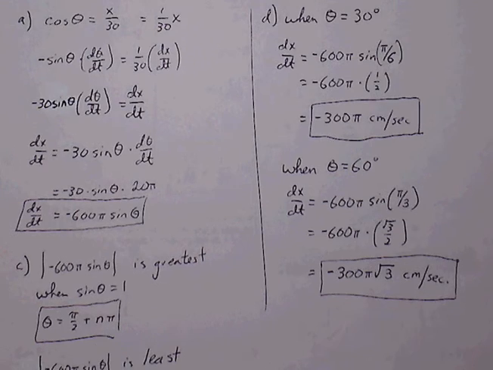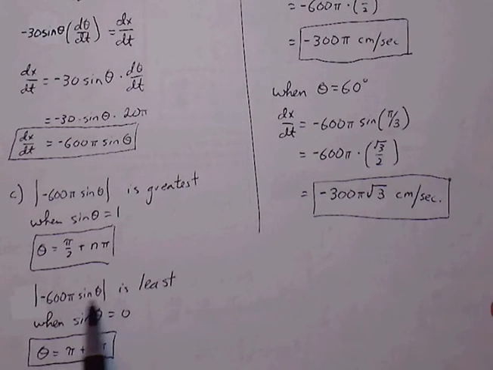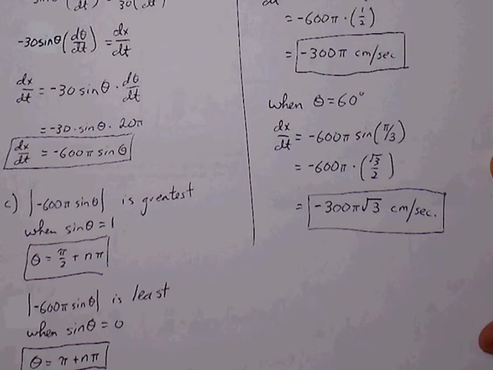And dx/dt will be the least when sine of theta is at its smallest, when sine of theta is 0. So sine of theta is going to be 0 at intervals of pi. So 0, pi, 2 pi, 3 pi, negative 2 pi, and so on and so forth.